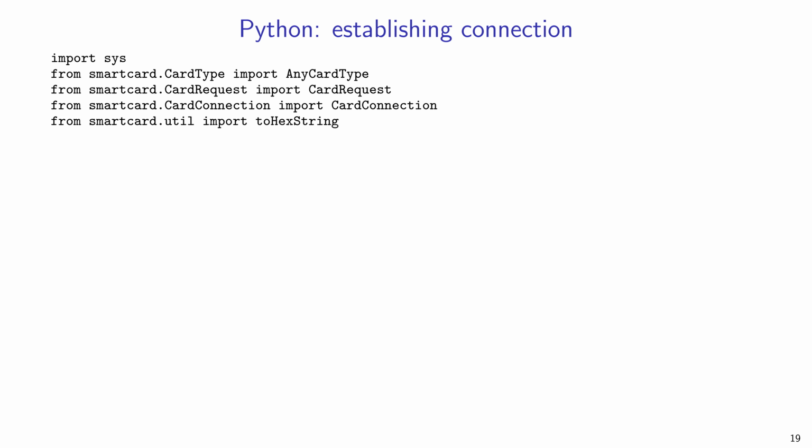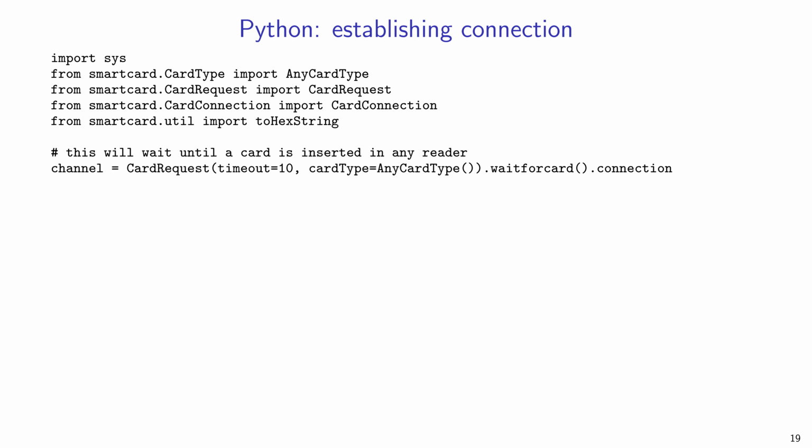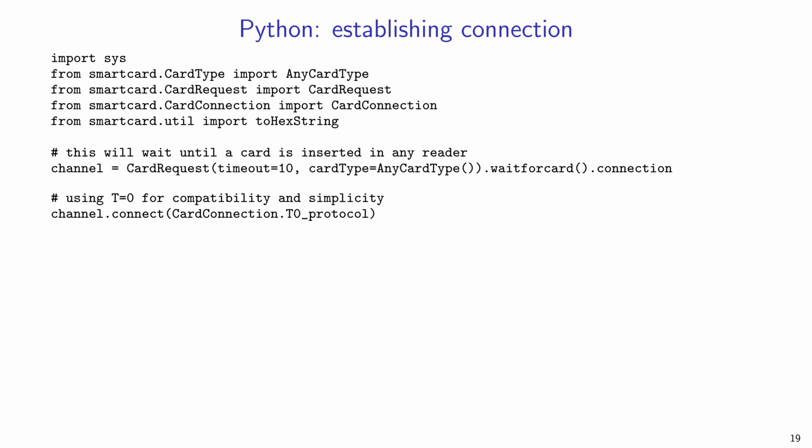The homework template will contain the following helper code. These lines import the required methods from the smartcard library, and this line will wait until a card is inserted into any card reader, and if no card is inserted within 10 seconds, an exception is raised. This line establishes a connection to the card using the T0 protocol. The Estonian ID card supports both protocols, so T1 could also be used here. Then this line prints out the name of the selected reader.